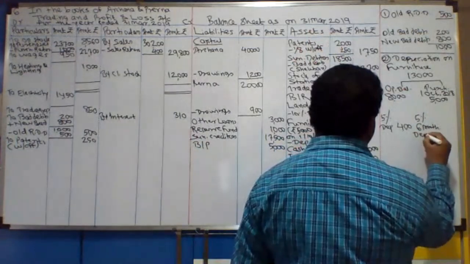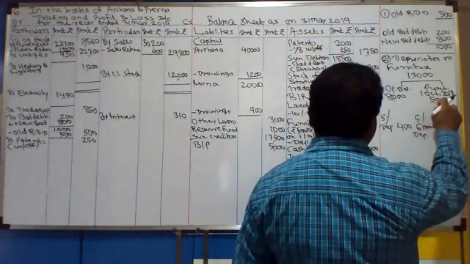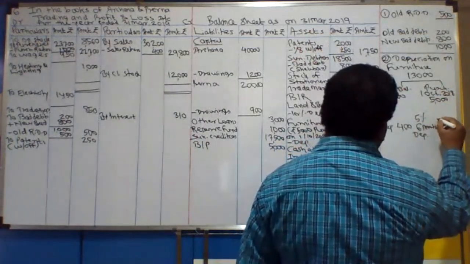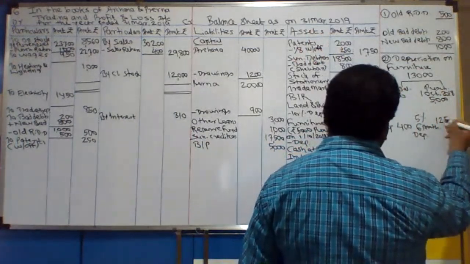Okay, 6 months depreciation. So 5% calculated gives 1,250, and for 6 months it will be 125.